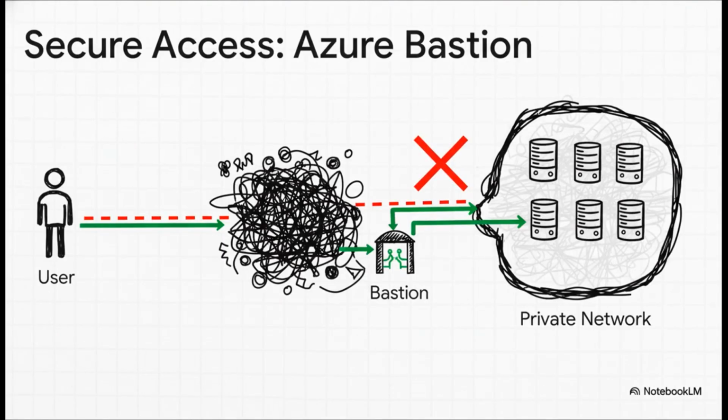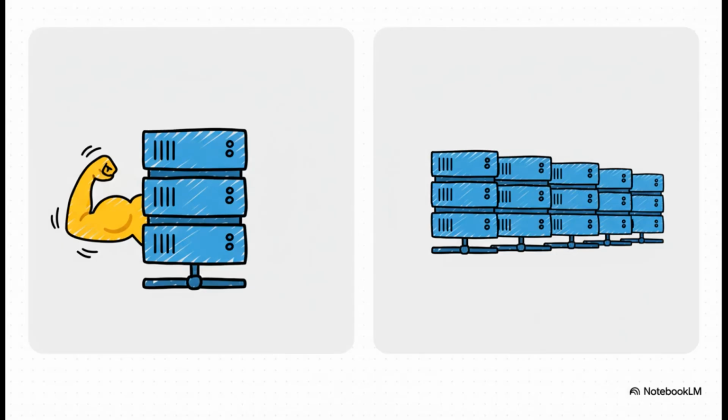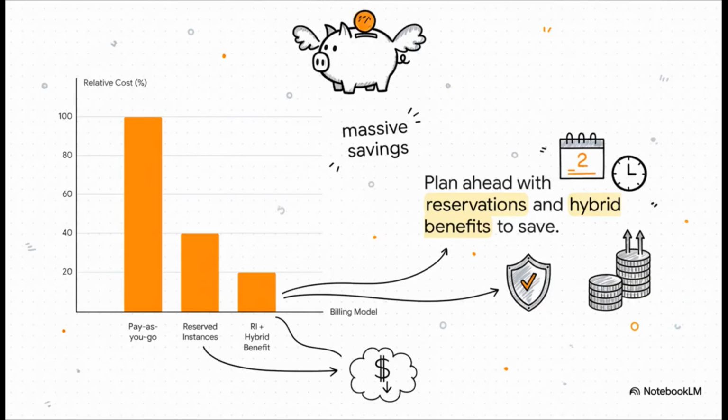Tools like Azure Bastion are great for this. You can connect securely without exposing your systems online. So your digital HQ's up and running. Now let's talk about managing the bills and handling growth. You can either scale up by making your machines more powerful, or scale out by just adding more of them. But let's be real, the biggest question is always this: how do you control the costs? Well, planning ahead with things like reservations and using existing licenses can save you a ton of money.